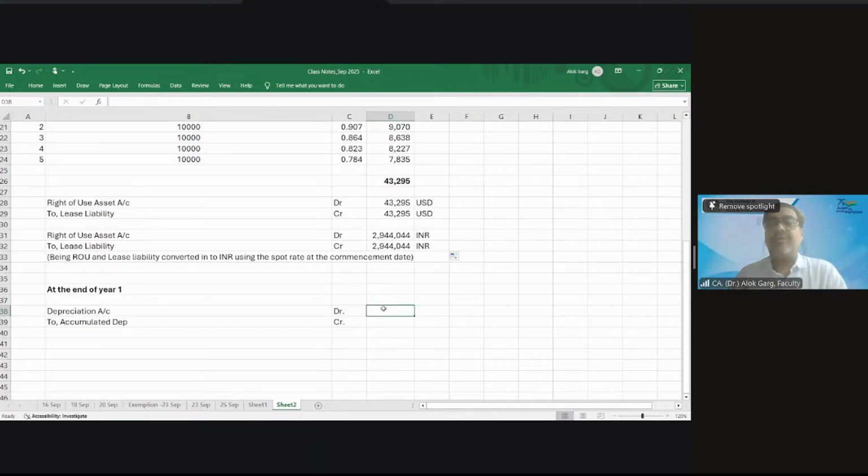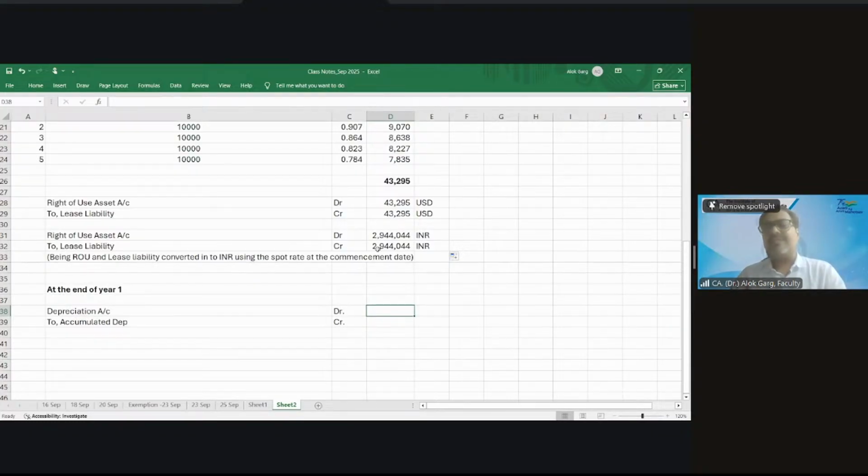PPE is a non-monetary item. Intangible asset is a non-monetary item. Investment property is a non-monetary item. Right of use asset is a non-monetary item. So these are the non-monetary items. But all the payables, recoverables, these are the monetary items.